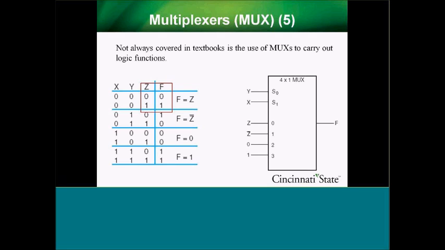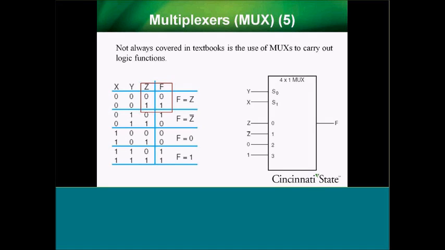Okay, so if you look at every time that Z changes, every time X and Y change from 0, 0 to 0, 1 to 1, 0, 1, 1, F only has 4 possible options for what it can be. It's either going to be Z, Z prime, 0, or 1. So this can be fed directly into the 4x1 mux, and then the function can be pulled out straight from this. This is a very easy thing to do.